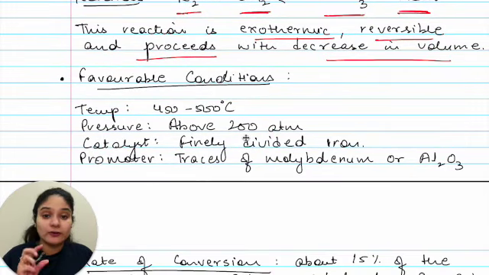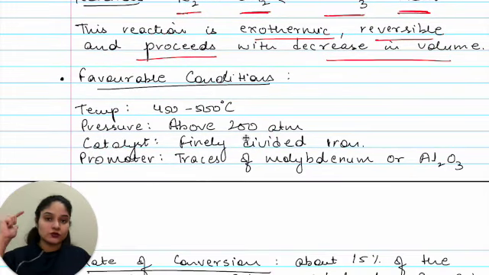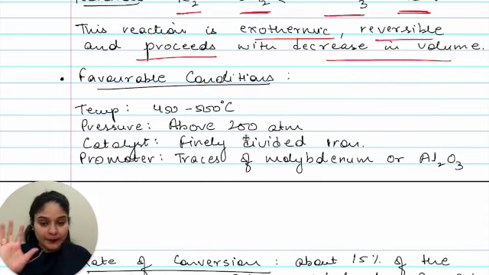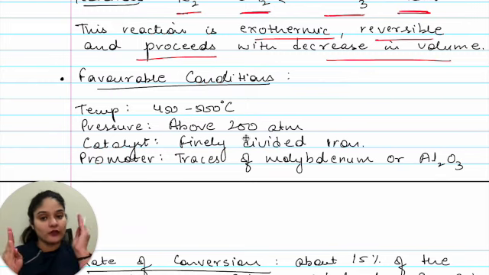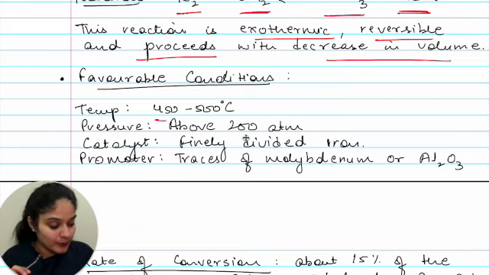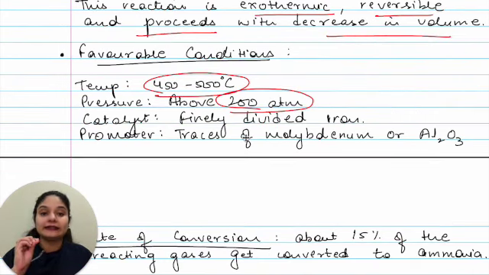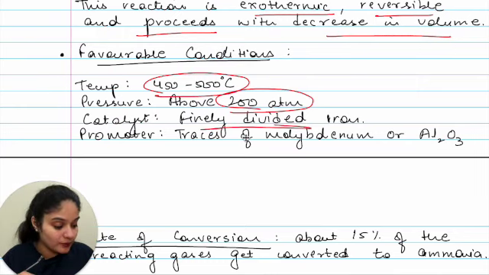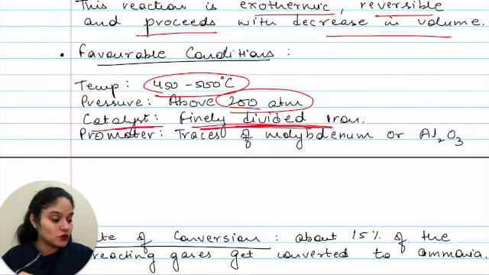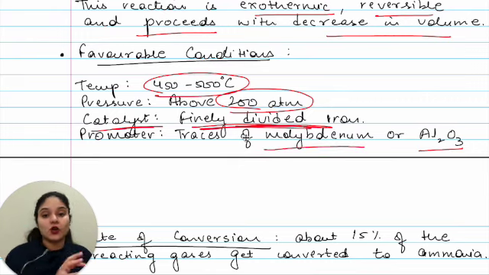Moving on to favorable conditions, we saw that the catalyst was at 500 degrees Celsius, but the reaction can still happen at an average of 450 to 500 degrees Celsius. So the temperature can range about that. The pressure can be about 200 atm. Then the catalyst is finely divided iron. Very important to remember. Catalyst is finely divided iron. Promoter is your aluminium oxide, that is Al2O3, or molybdenum. Okay, any of the promoters can be used.